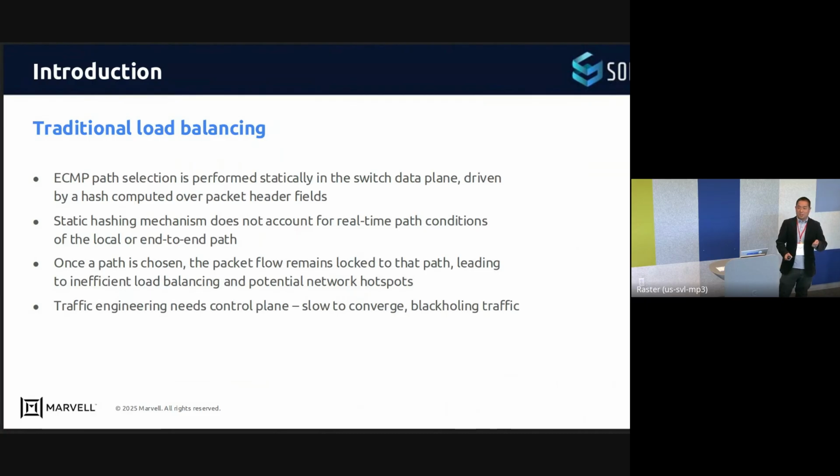Especially with today's AI workflows, which are usually elephant flows, the hash has a lot of hash collisions. Traditional ECMP and LAG doesn't really measure up. It causes a lot of hotspots, and traffic drops and so forth. Another option is using traffic engineering, but that requires a control plane, which is slow to converge. And if something happens, you might black hole some traffic.